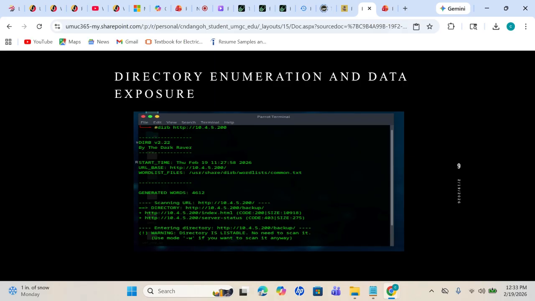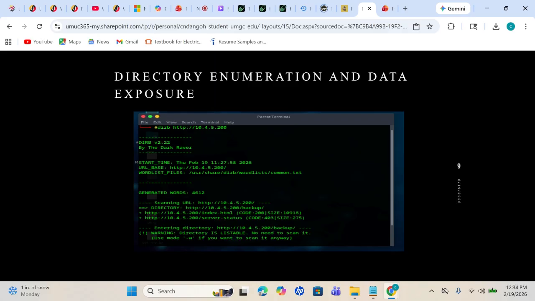Now, to continue understanding, I went forward to carry out some directory enumeration to expose more data and to understand more about the system running the web server. So I carried out a DB scan on the web server, and that was a directory traversal.